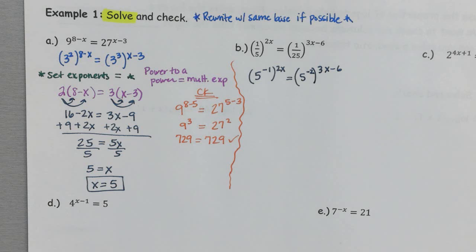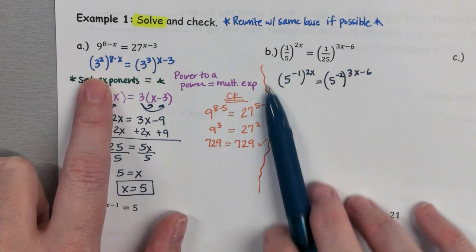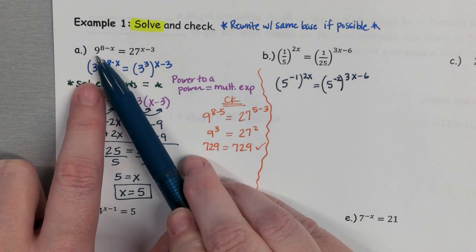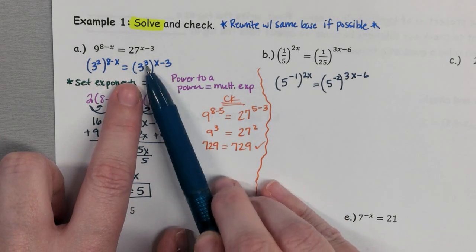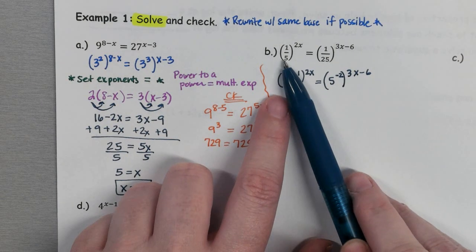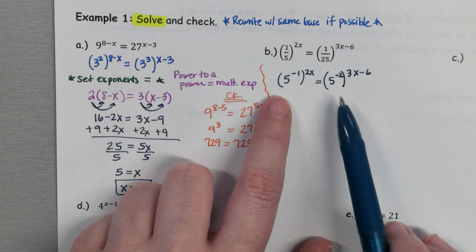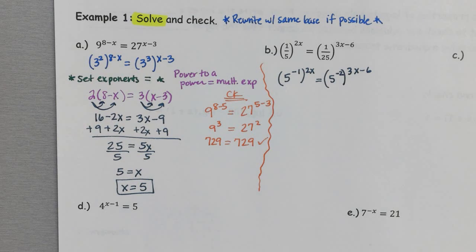Okay, now make sure when you rewrite these that they are equivalent. You should not be changing the value of this. 3 squared is 9. I did not change that, it is 9. 3 cubed is 27. I did not change that value of 27. 5 to the negative 1 is 1/5, so I did not change that. Okay, and then 5 to the negative 2 is 1/25, so I did not change that. And they have to have the same base. Okay, could you rewrite 1/25 with a base of 1/5?